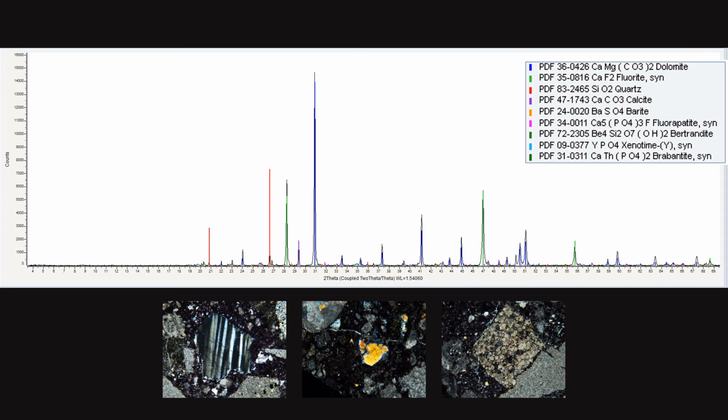This second diffractogram is really similar to the first in that it has dolomite and fluorite as being the two major phases, followed by quartz and calcite. There's that typical MVT mineralization seen by barite here, as well as the fluorapatite, which was ubiquitous throughout all of the thin sections that we looked at. However, this particular core had a higher concentration of rare elements and rare earth elements. This is represented by the minor phases bertrandite, which is a beryllium silicate, xenotime, which is yttrium phosphate, and charoite, which is calcium thorium phosphate.